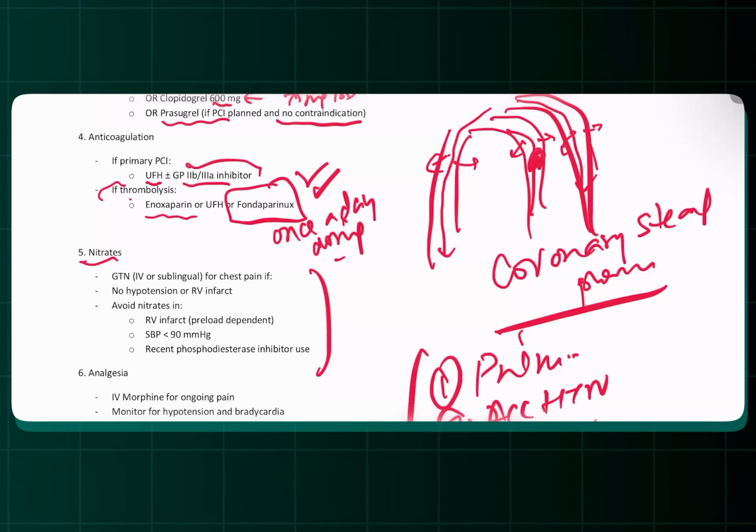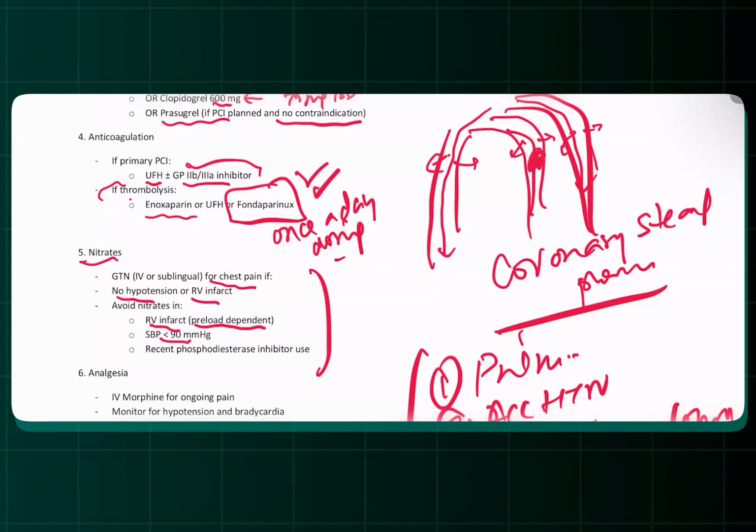When we do not give it: in RVMI or in shock, of course. In right ventricular MI, inferior wall MI, nitrates are contraindicated. Why? They will decrease the preload. And in RVMI or inferior wall MI, it is the preload which is maintaining the circulation. In inferior wall MI, it is a preload determined circulation. Is that okay? So nitrates are given for chest pain if there is no hypotension or there is no RV infarct. Avoid nitrates in RV infarct. Why? Because it is a preload dependent circulation. When the systolic BP is less than 90, you do not give nitrates.